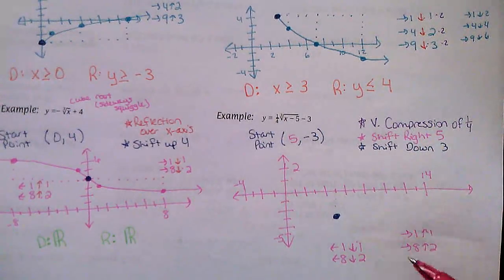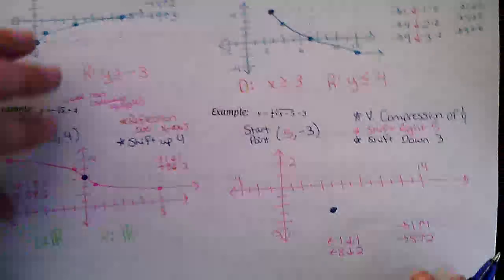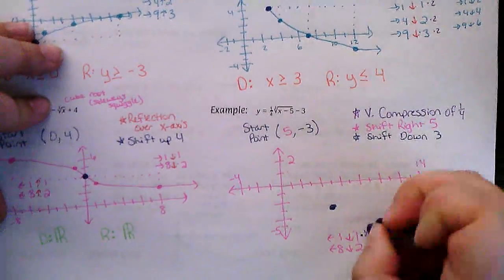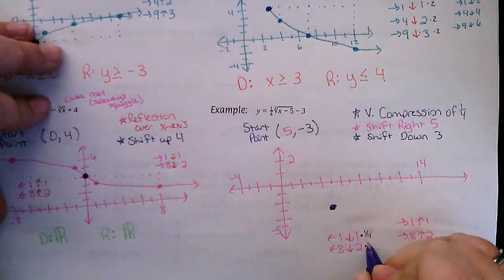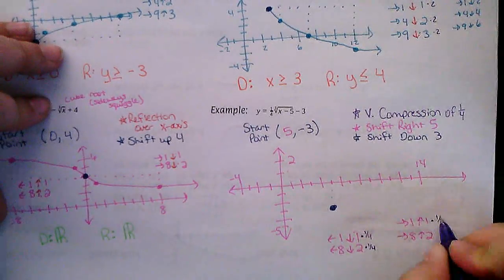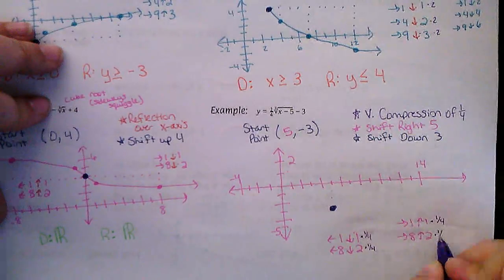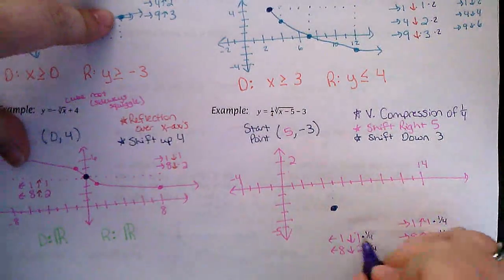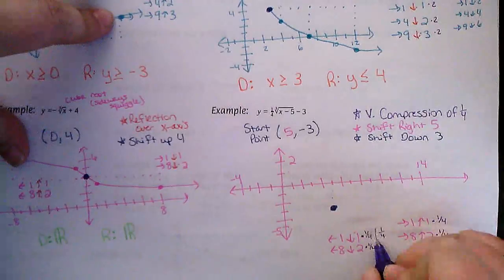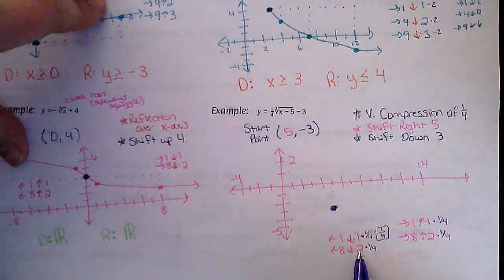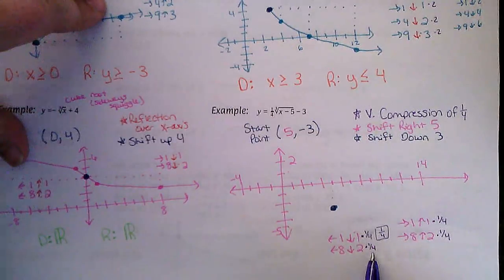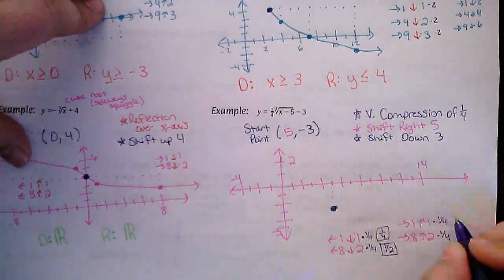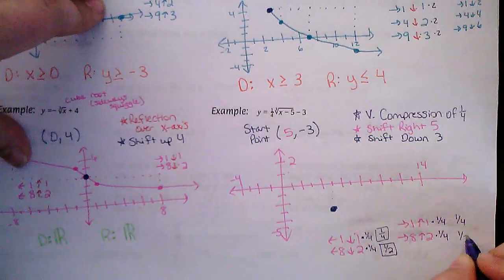So what down here does the vertical compression change? Hopefully you remember it multiplies your ups by whatever it is. 1/4 times 1 is 1/4. 2 times 1/4, I would do 2 times 1 and get 2, divided by 4. So now I have 2 over 4, which simplifies to be 1/2. Okay, so I'm going to go up 1/4 and up 1/2.